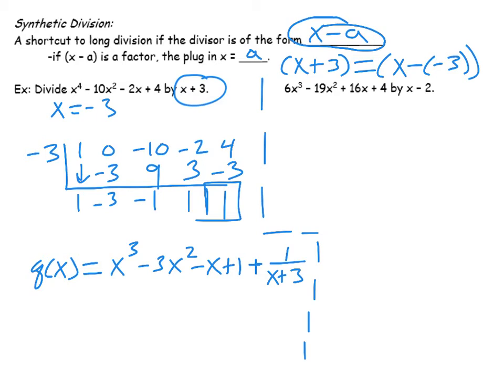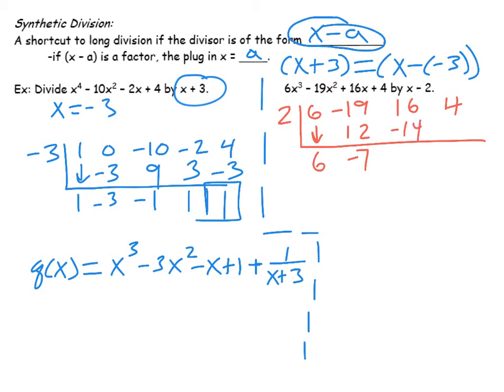All right, so x minus 2 means I will do synthetic division with 2, right? 6, negative 19, 16, and 4. Bring down the 6, okay? 2 times 6 is 12, right? And again, addition here. Add once they're lined up vertically, add them. Negative 7. Times 2, we get negative 14. Add them and get positive 2, 4, and 8, right?